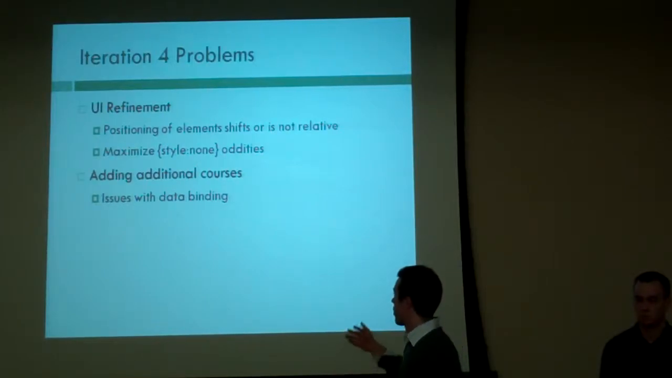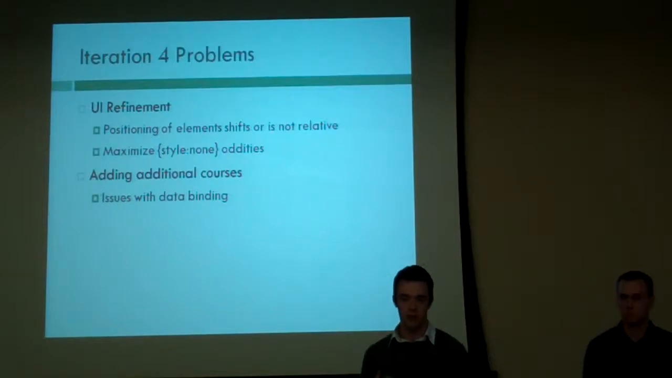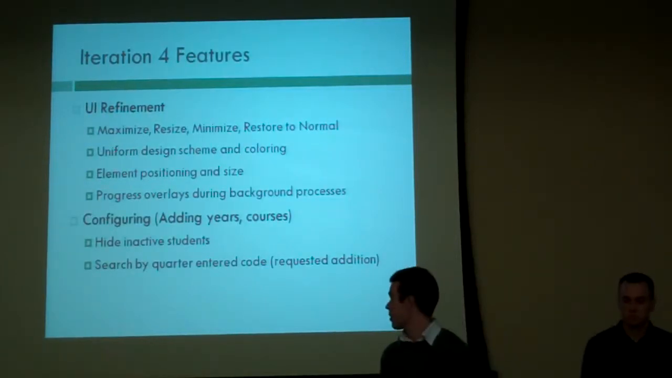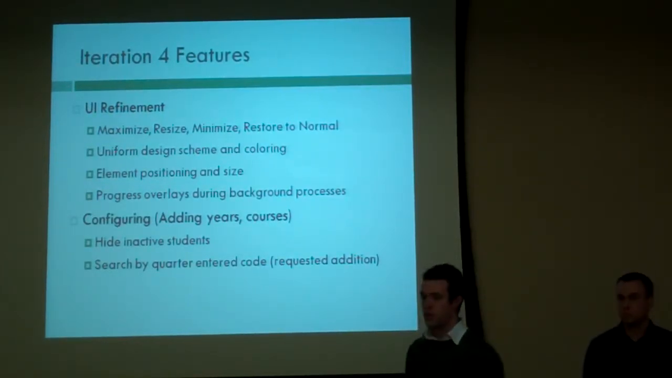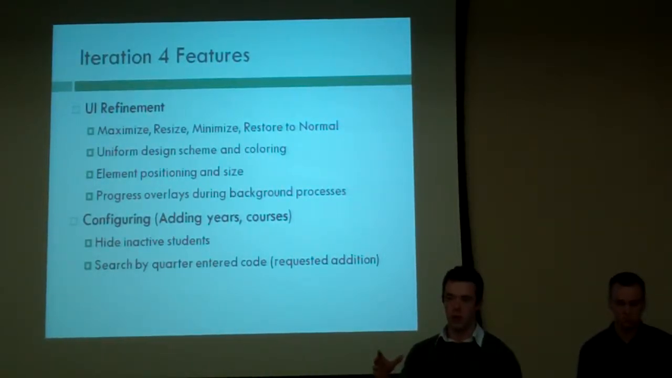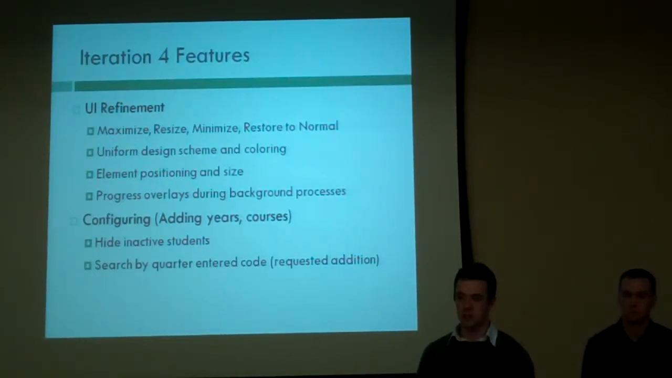So a few more problems that we had. UI refinement was a necessary basic functionality like resize, maximize, minimize that wasn't present due to the styling decisions we had chosen, as well as adding additional courses. There's some issues with data binding that I'll address later. So how we actually implemented these things, maximize, reset, all the basic functionalities were implemented, kind of made everything uniform, made sure that whenever you maximize everything is positioned correctly, and there's now overlays that appear whenever you're doing things like backing up or restoring, so the user is given some kind of feedback as to their progress and what they're working on.